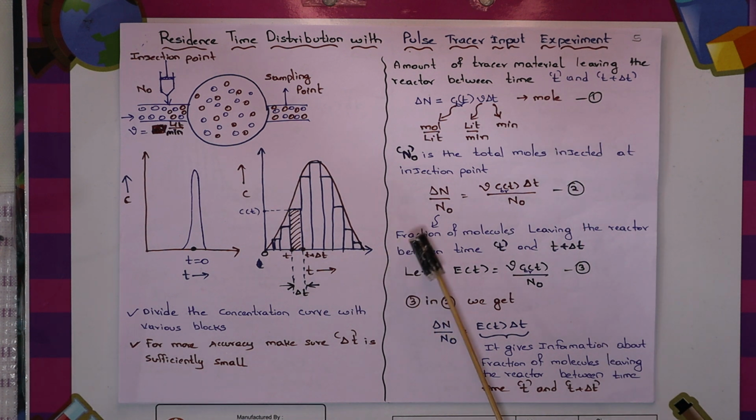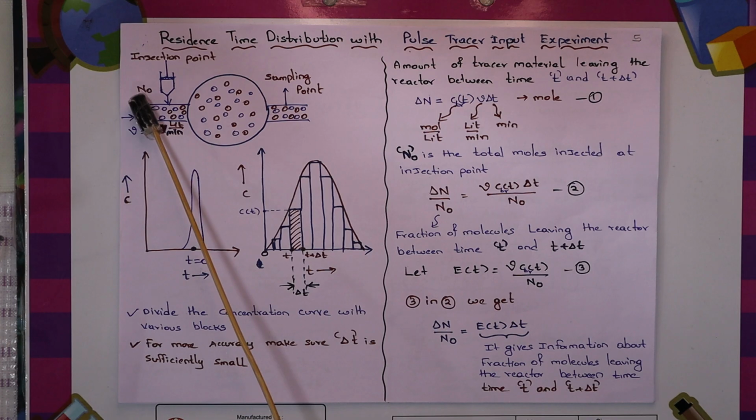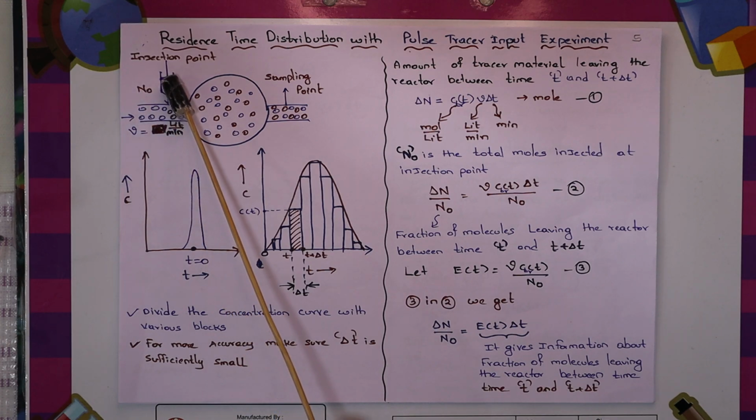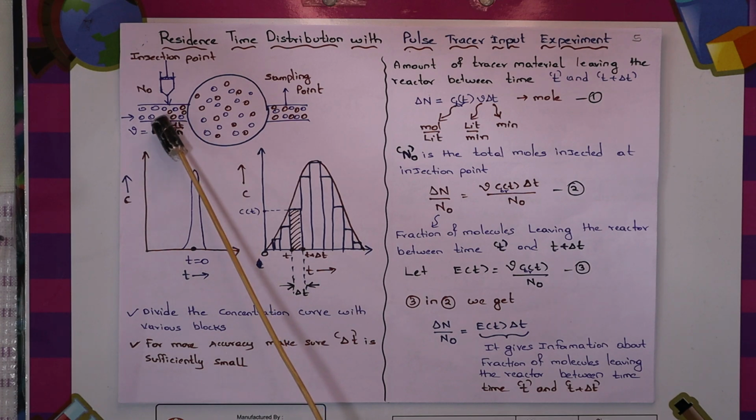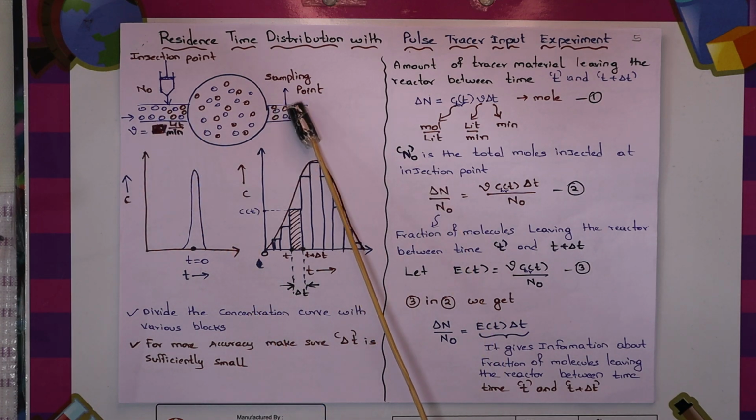What is N0? N0 represents, at time t equal to 0, the total number of moles of tracer injected at the injection point. And what is delta n? It is the moles that came out between t and t plus delta t. When you divide delta n by N0, the smaller moles are divided by the total moles, so it is nothing but a fraction. The moles that come out of the reactor between t and t plus delta t, divided by the total moles injected, give the fraction of moles that come out between the time t and t plus delta t.